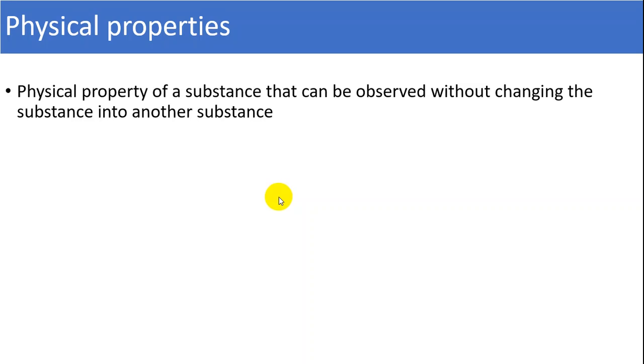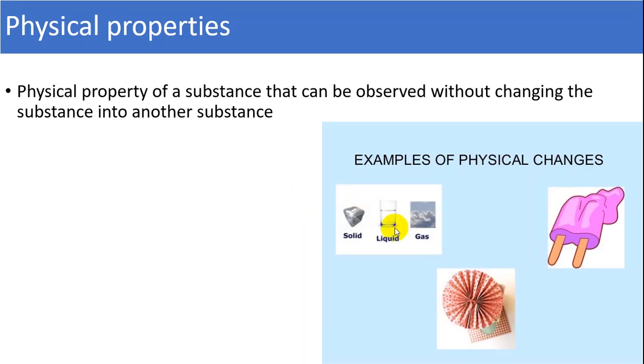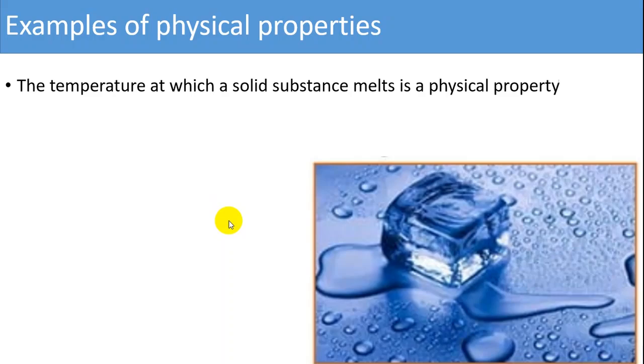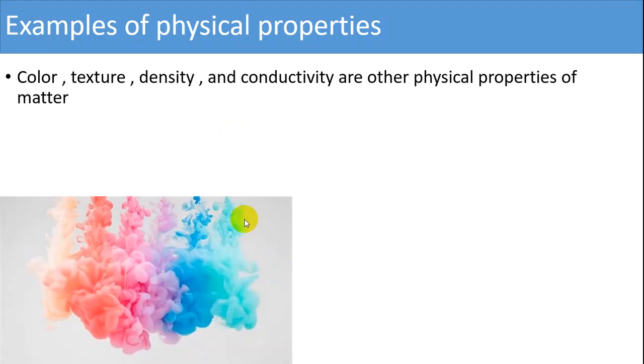A physical property is a property of a substance that can be observed without changing the substance into another substance, like the melting of ice or folding paper. All of them are physical properties. You can describe them easily by the five senses, like temperature, length, mass, and volume. The temperature at which a solid substance melts is a physical property, like boiling point and melting point. Color, texture, density, and conductivity are other physical properties of matter.